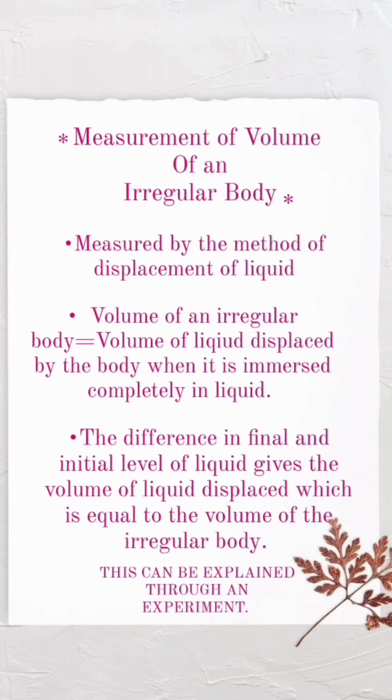So, the volume of irregular bodies can be measured using the method of displacement. That is, if we immerse some irregular object in water, the level of water rises, and we find the volume of the object by taking the difference between the initial level of water and the final level of water.